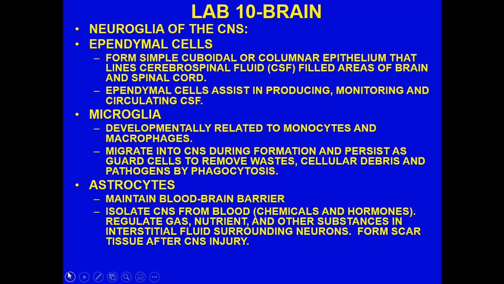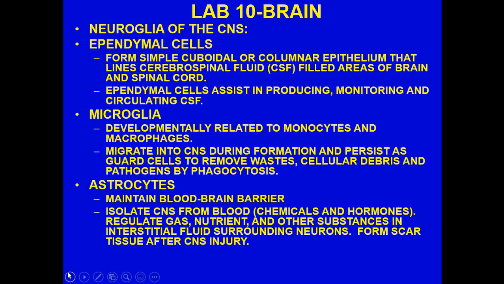Astrocytes, these are very interesting and unique cells because they form what is called the blood-brain barrier. They have these extensions, which they call pseudopodia, which kind of wrap around the capillaries. Now, what you're doing is you're creating several layers here to control what goes from the blood into the brain tissue and from the brain tissue into the blood. So in essence, they isolate the CNS. And it's not just isolating it from, let's say, bad things. Chemicals, hormones. They will regulate gas, nutrient, and other substances in the interstitial fluid surrounding the neurons.